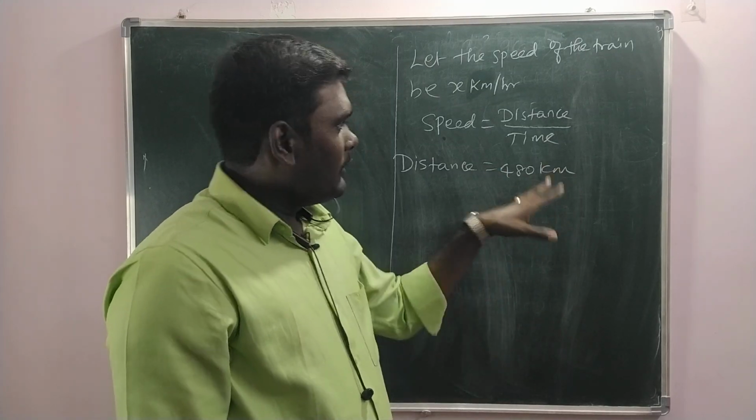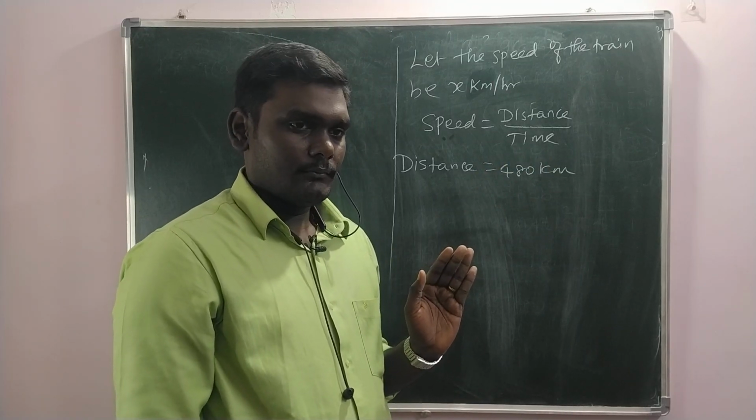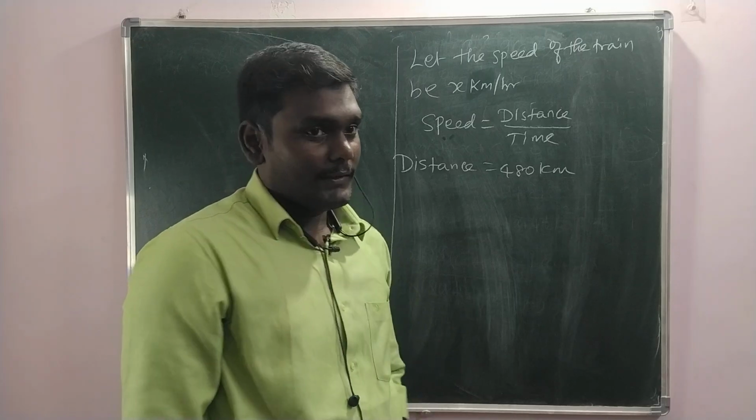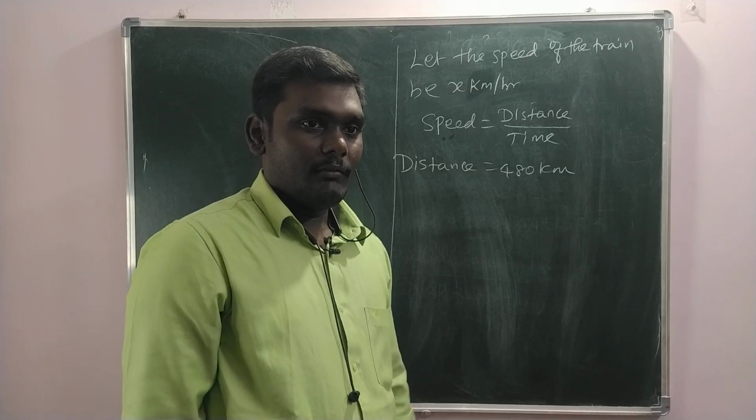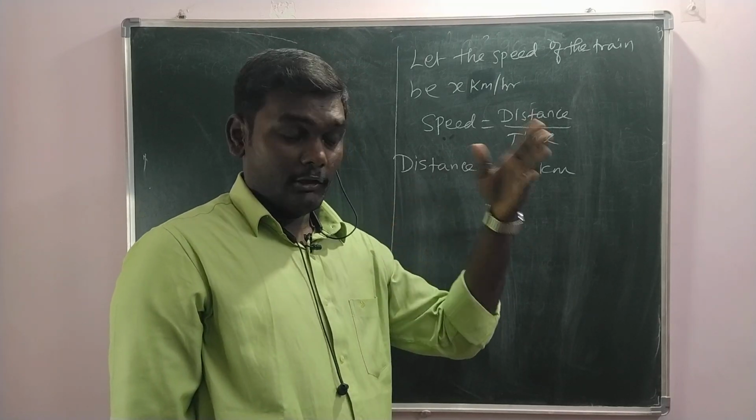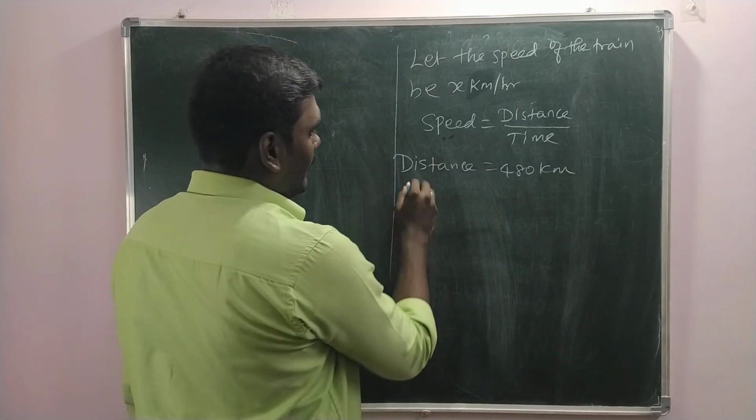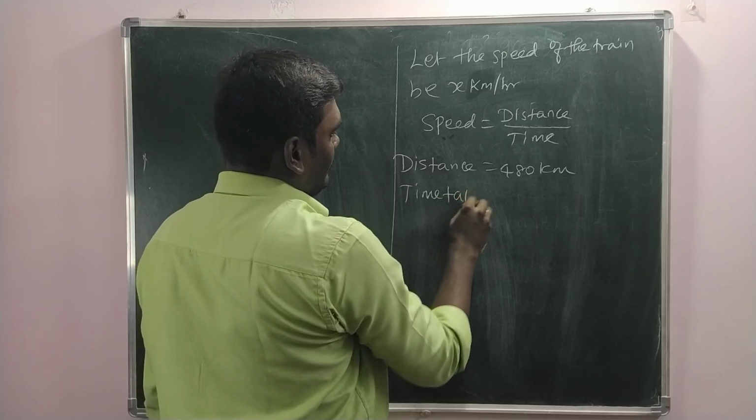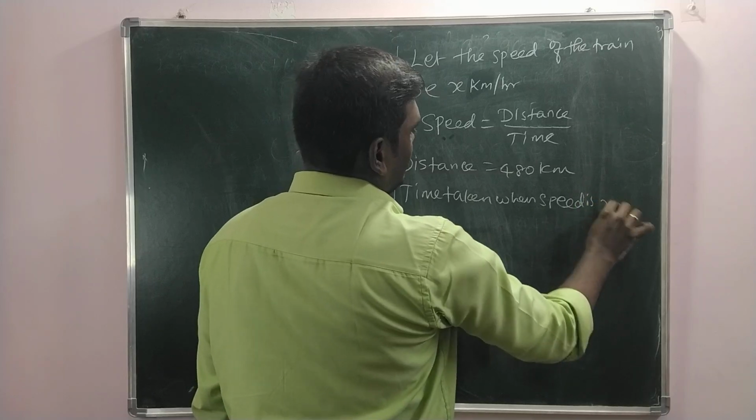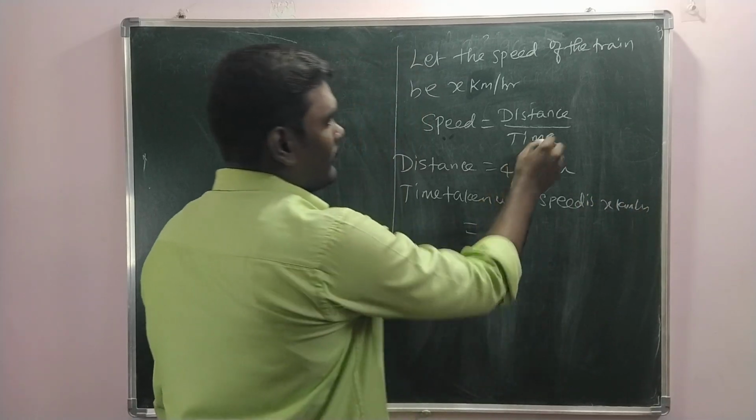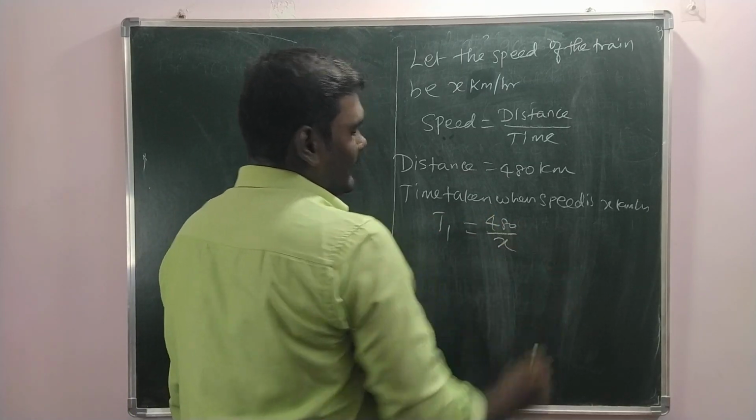Now my question is, if the speed is 8 km less, then will the time taken be more or less? When you reduce the speed, time will be more, inversely proportional. Distance is 480 km, and the time taken when the speed is x kilometer per hour, using the formula rewritten, I am writing it as t1, it is 480 by x.